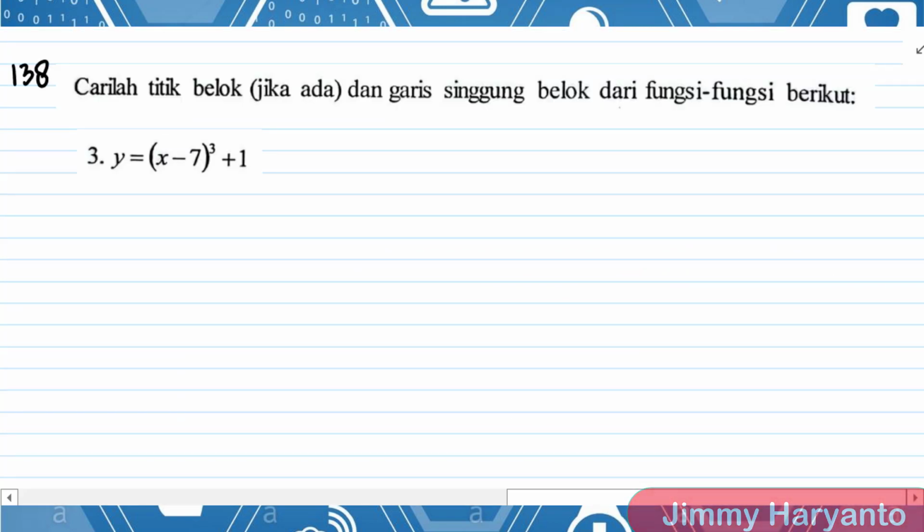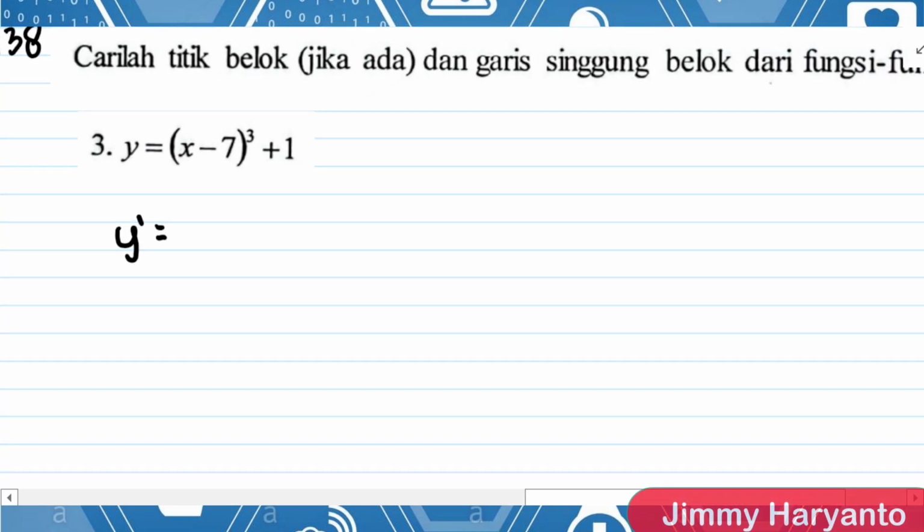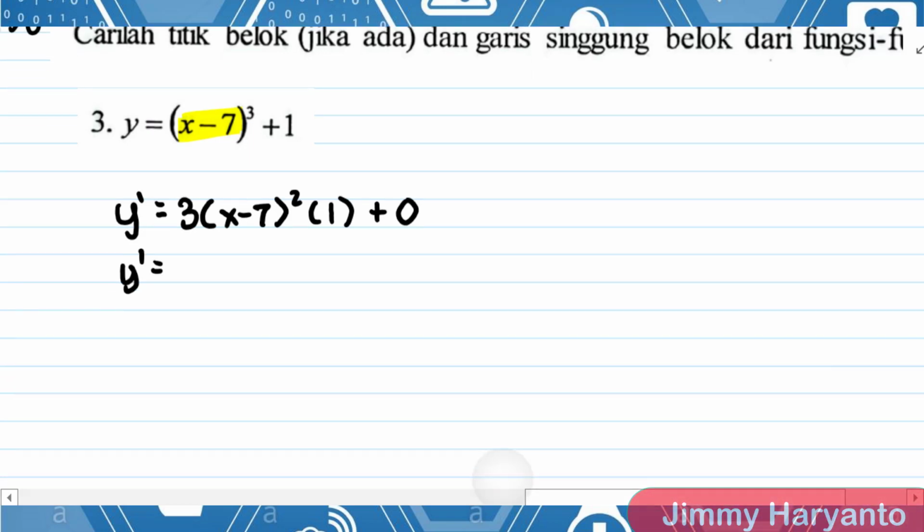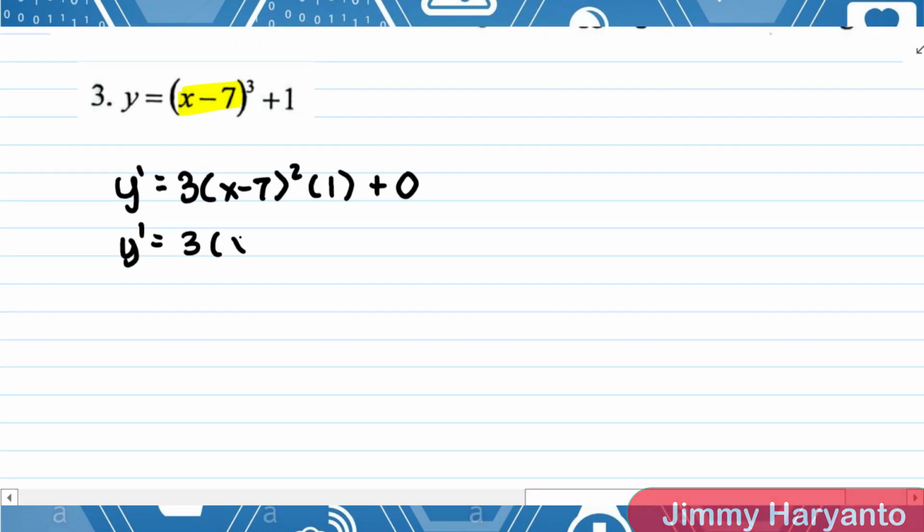The next one will be number 3. For number 3, we have this function. We can find the y-accent using the chain rule. Okay, so we have 3 times x minus 7 squared times the differentiation of the inner function. The inner function will be 1, and then plus 1 becomes 0. So you will have y-accent equals 3 times x minus 7 squared.